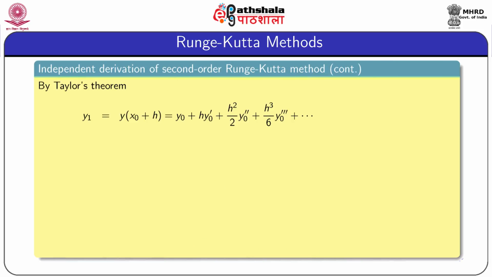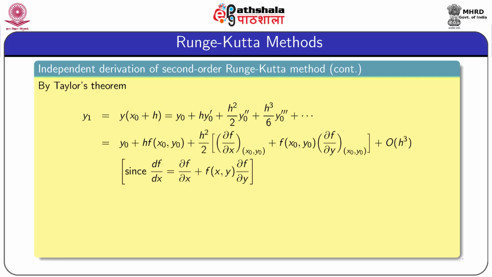Now by Taylor series, y1 can be written as y of x0 plus h, which is equal to y0 plus h into y0 prime plus h square by 2 into y0 double prime and so on. Prime represents the derivative, and this is equal to y0 plus h into f of x0, y0. That means y0 prime is replaced by f of x0, y0, because the differential equation is dy/dx equal to f of x, y.